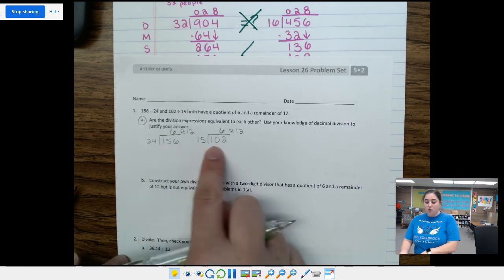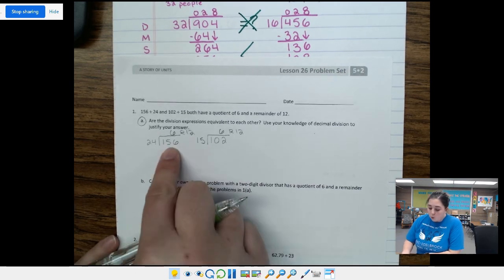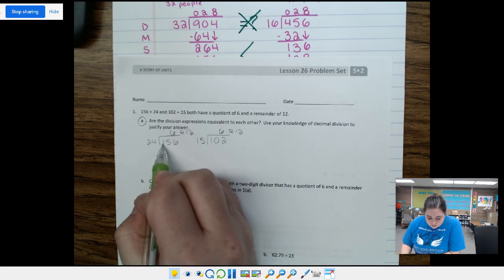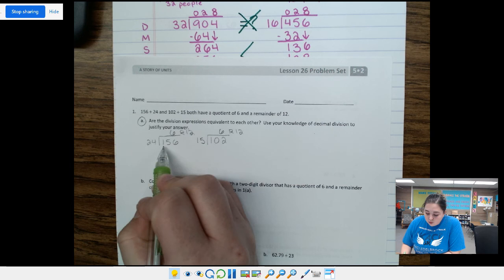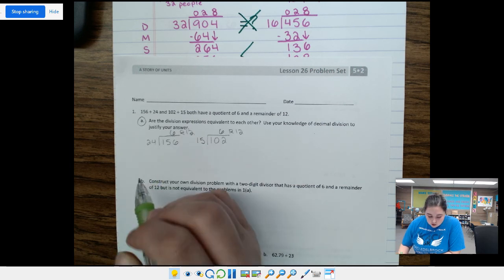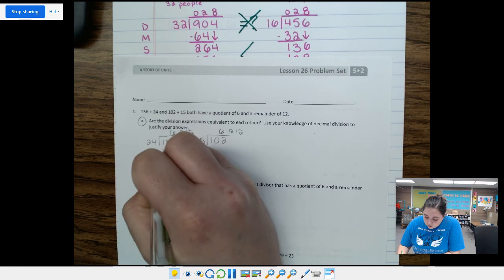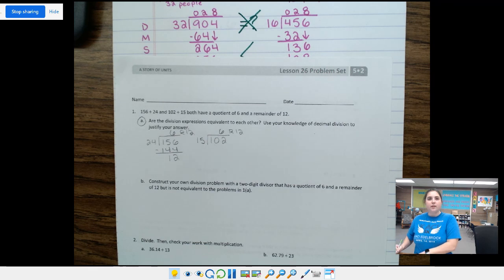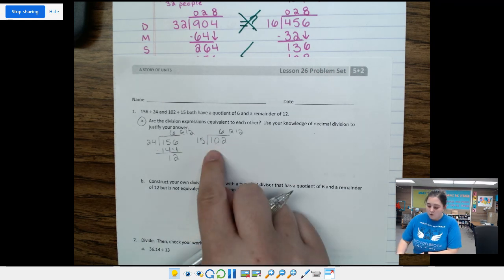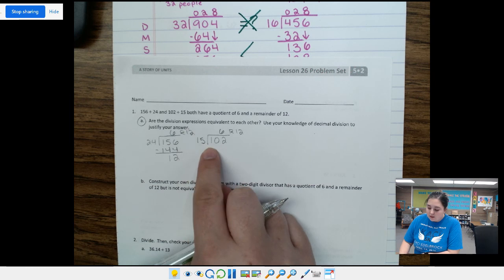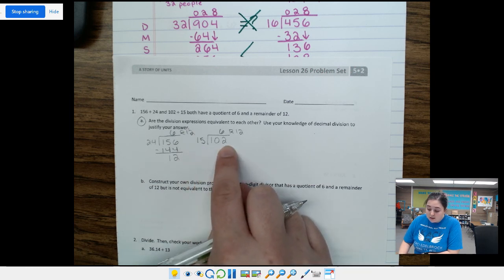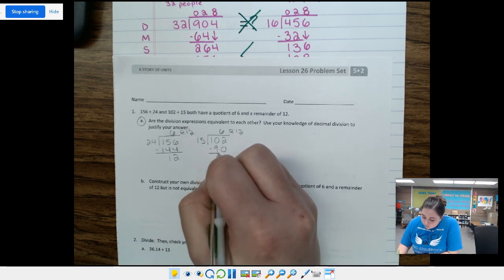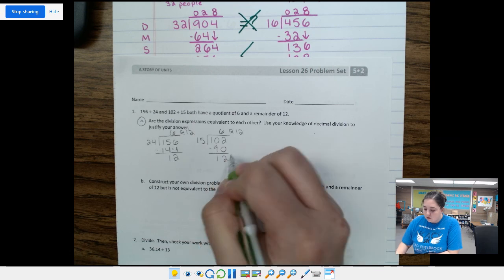And I'm even going to just show you, so if you want to write this down, the work in case that helps you. So 24 can't go into 1. 24 can't go into 15, but 24 can go into 156 6 times, which would get us to 144. When you subtract, you have 12 as your remainder. Over here, 15 can't go into 1, 15 can't go into 10, but 15 can go into 102 6 times, which would get you 90. And again, when you subtract, you get that remainder of 12.